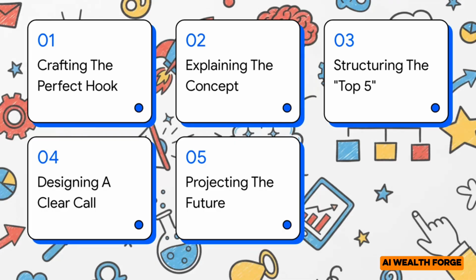Okay, so here's our roadmap. We're going to break this down into 5 key parts. We'll start with crafting the perfect hook, then explaining the core concept clearly, structuring it as a top 5 list, designing a clear call to action, and finally, projecting out to 2026. First up, let's talk about that hook.